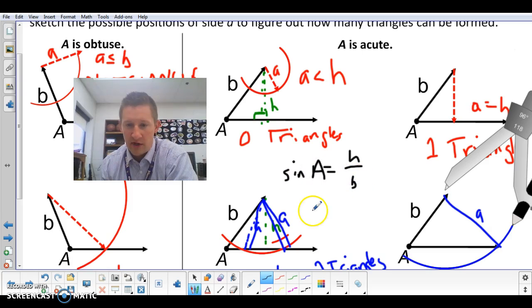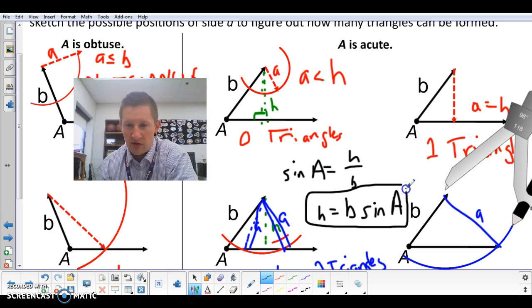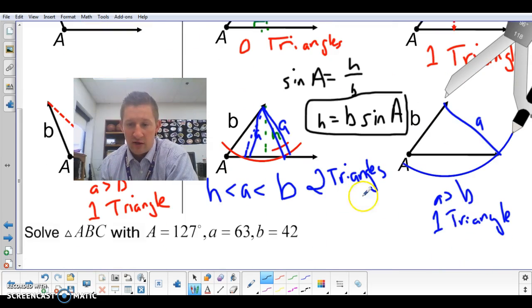Now, if I multiply both sides by B, H is equal to, and now here's the key as you find this guy, H is equal to B, the adjacent side, times the sine of A, the given angle. So this relationship is going to help us figure out how many triangles we have as we compare the opposite side to the adjacent side and to the height, determining how many triangles we have for this particular scenario.